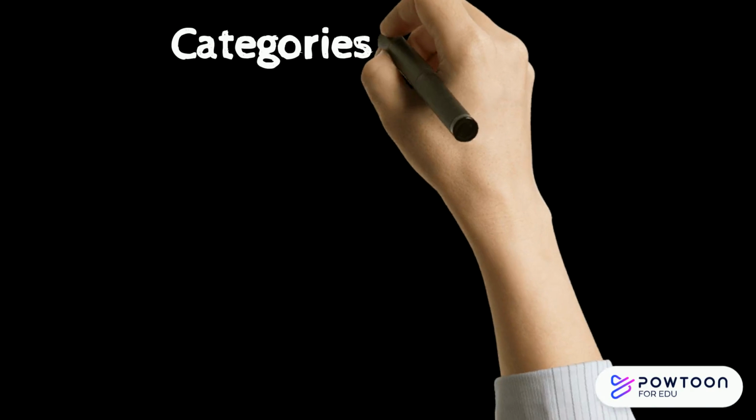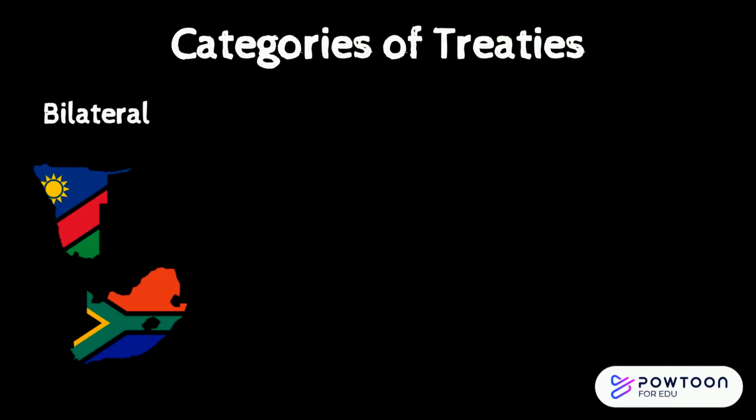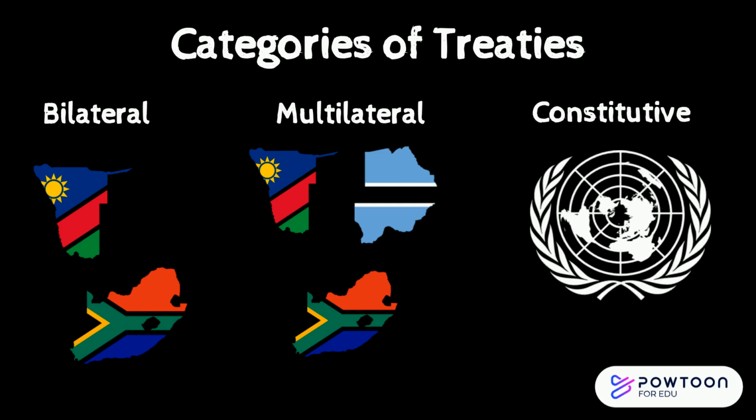There are three categories of treaties, namely bilateral treaties, treaties between two state parties, multilateral treaties, treaties between more than two state parties, and constitutive treaties, which are treaties that establish an international organization or international court.